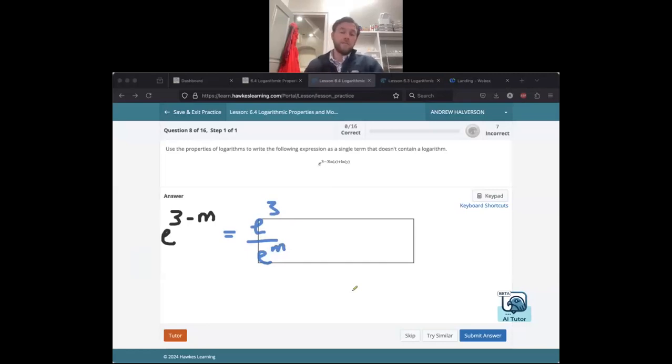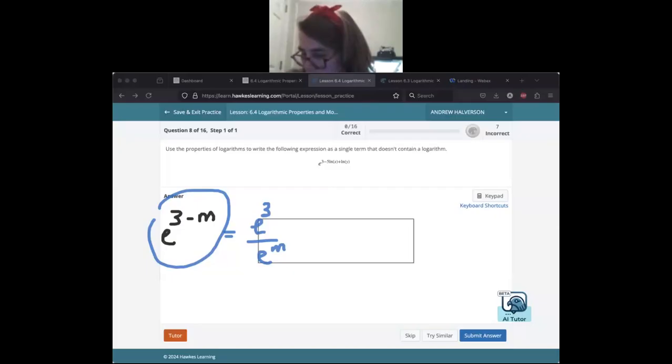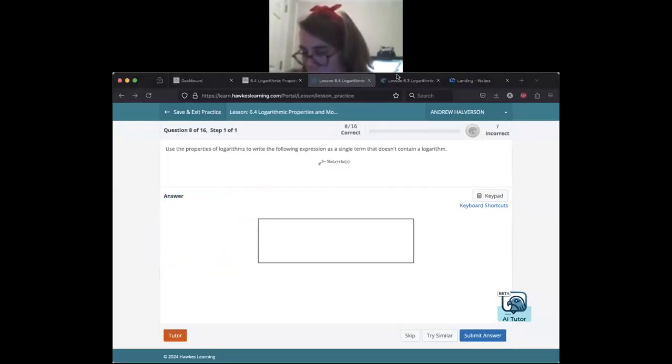We didn't do that back then. Let me clean up my 3. So this one here, e to the 3 minus m, you use the quotient rule of exponents to go in reverse, make it a quotient, a fraction, where the first exponent is the exponent of the numerator, and the second exponent is the exponent of the denominator. So now we can approach this one.